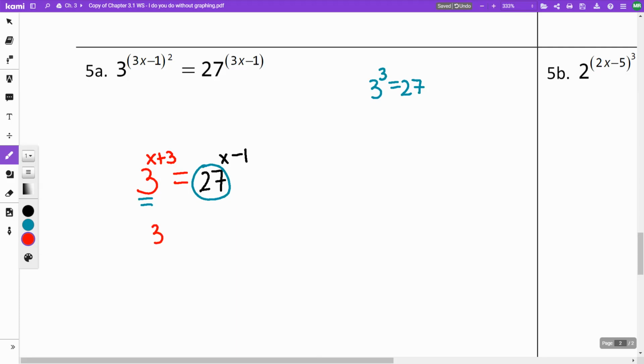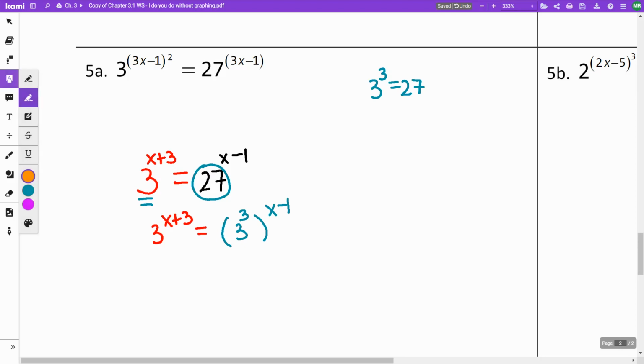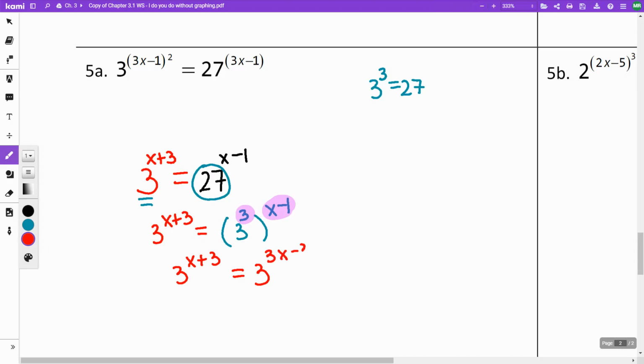So I could keep this side as 3 to the x plus 3 equal, and my 27, which is being raised to the x minus 1, the 27 can be rewritten as a 3 to the 3rd. Then when I have power to power, what I do is I multiply those. So I would have 3 to the x plus 3 is equal to 3 to the 3x minus 3. And then I would take those exponents, set them equal to each other and solve. So I would, for example, minus x, add 3, divide by 2, and I get x equal 3 as an answer. That is the idea that we need to think about for this problem.